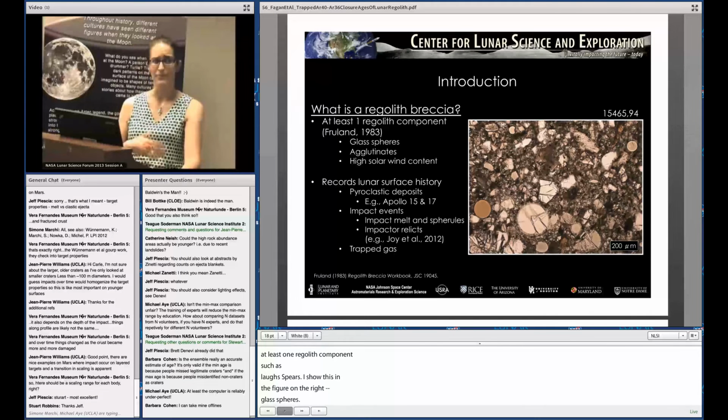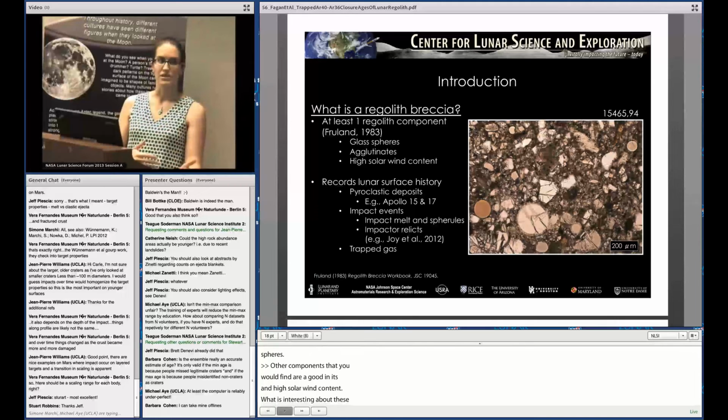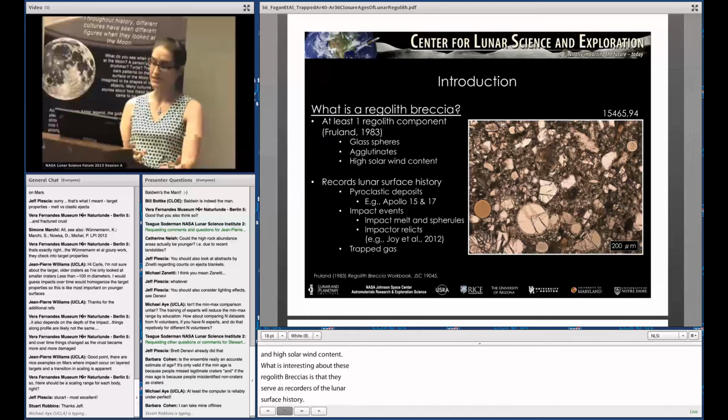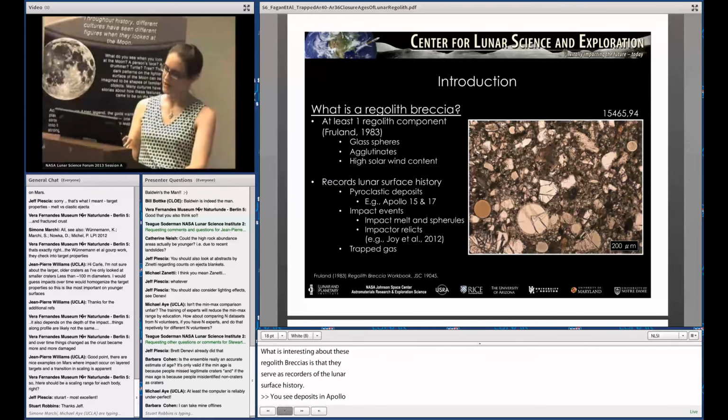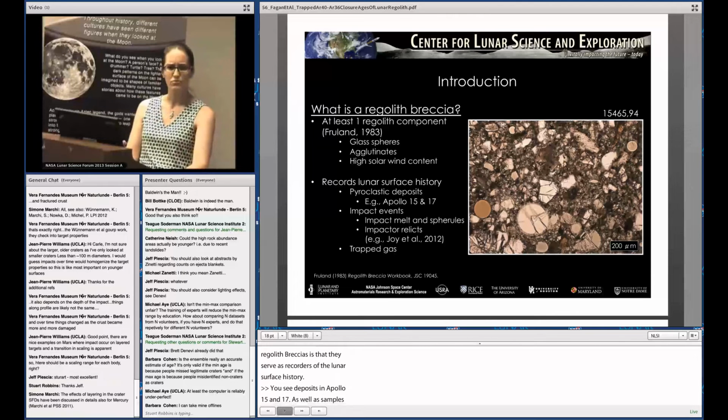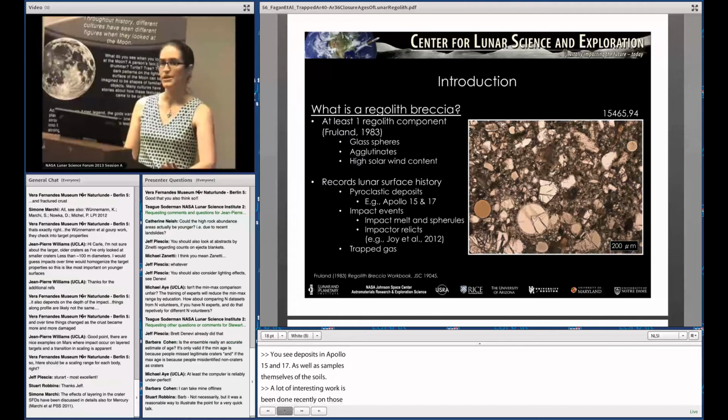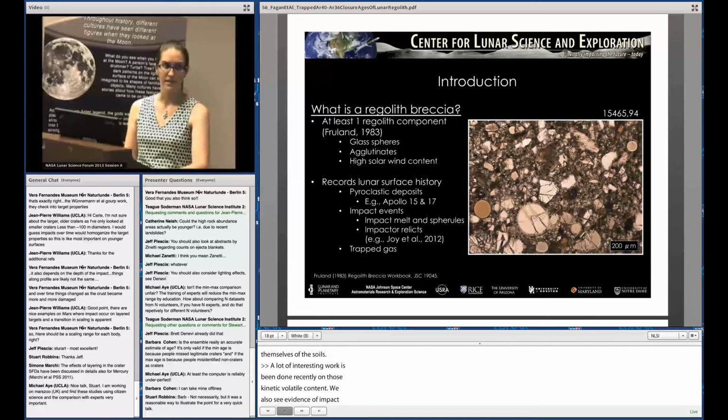Other components that you find in a regolith breccia are glutinate and a high solar wind content. And what's really interesting about these regolith breccias is that they serve as recorders of the lunar surface history. We see events such as pyroclastic deposits, particularly in Apollo 15 and Apollo 17 regolith breccias, as well as the regolith samples themselves, the soils. A lot of interesting work has been done recently on those, looking at the volatile content. We also see evidence of impact events. So we see impact melt clasts in these regolith breccias and also melt spherules.